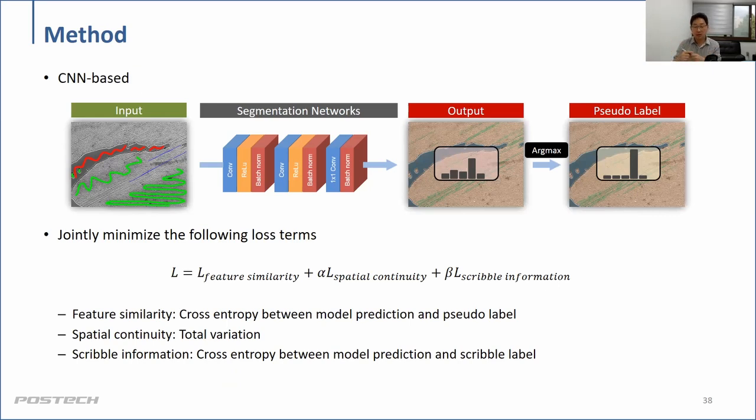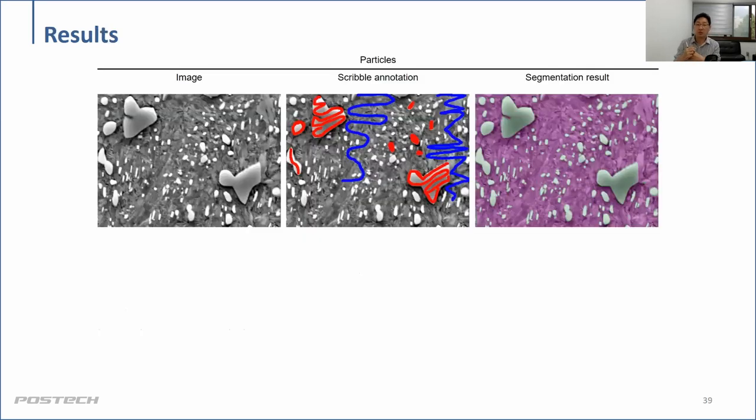And the methodology here is CNN based, but I'm going to skip all the details. The only thing is that it's using a smarter way of defining loss functions when you do the training or optimization process. But I'm going to skip the rest and jump into the results right away.